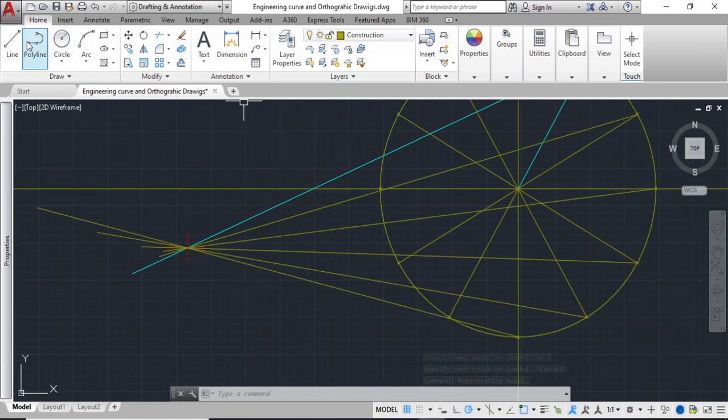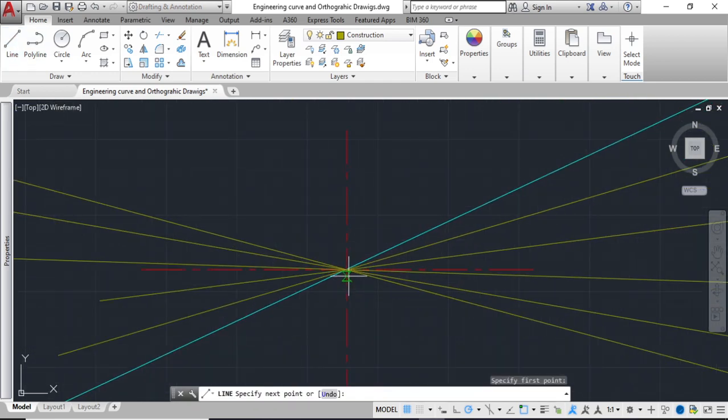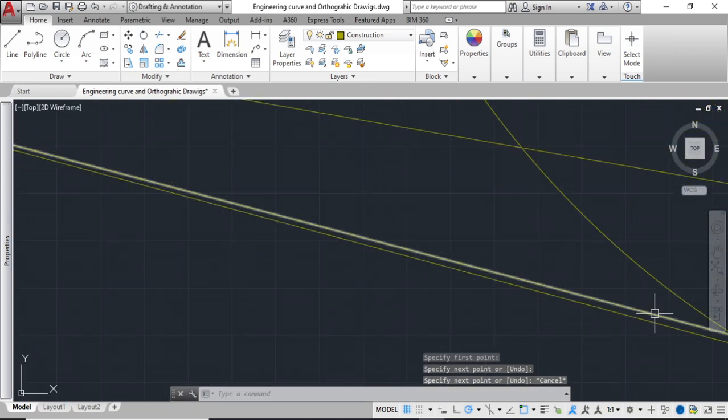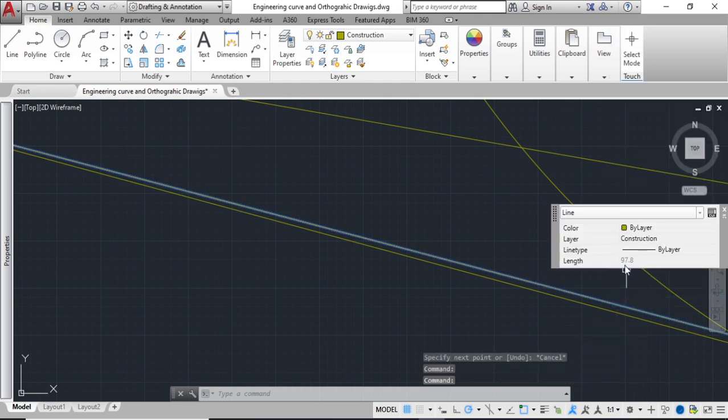How about this one now? Right there. To C. Alright, so this one is that one, and this one is properties 97.8.